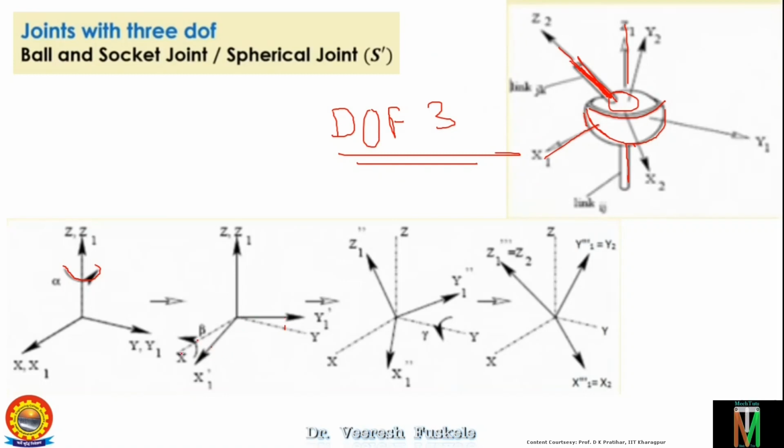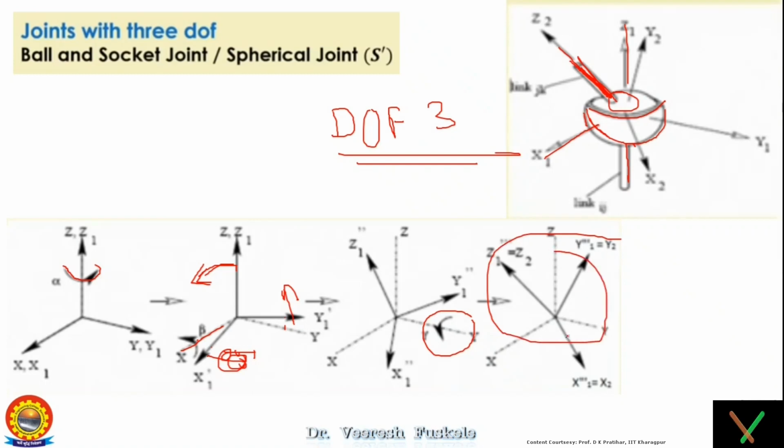Next you can have the rotation about this x-axis. So after the rotation about this x-axis, z and y will be moving. So y will be moving here and z will be moving here. X will be stationary here. Next we can have movement about the y-axis. So if it is moving about the y-axis, then x, y, z will be moving. So this will be the final orientation with respect to the base frame x, y, z.